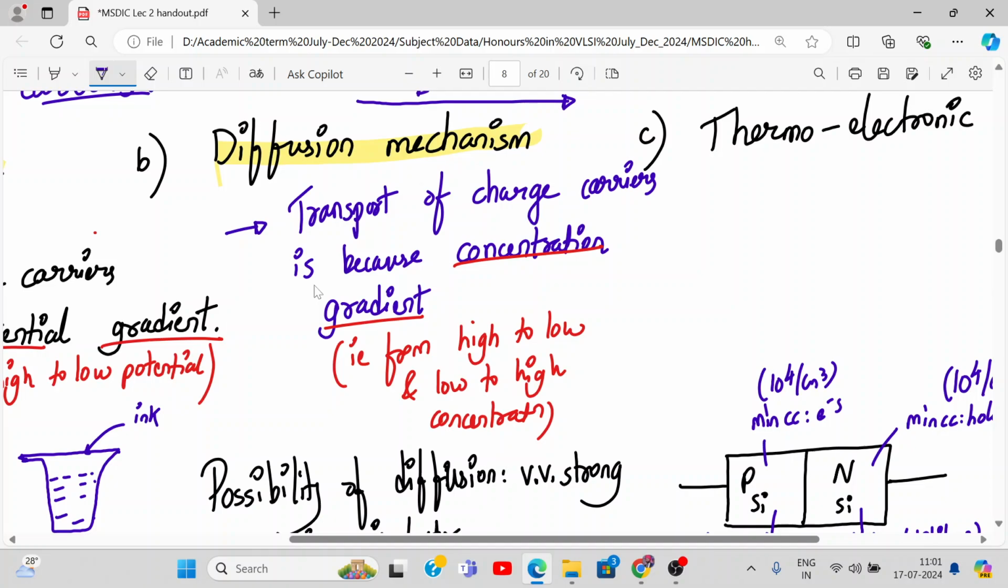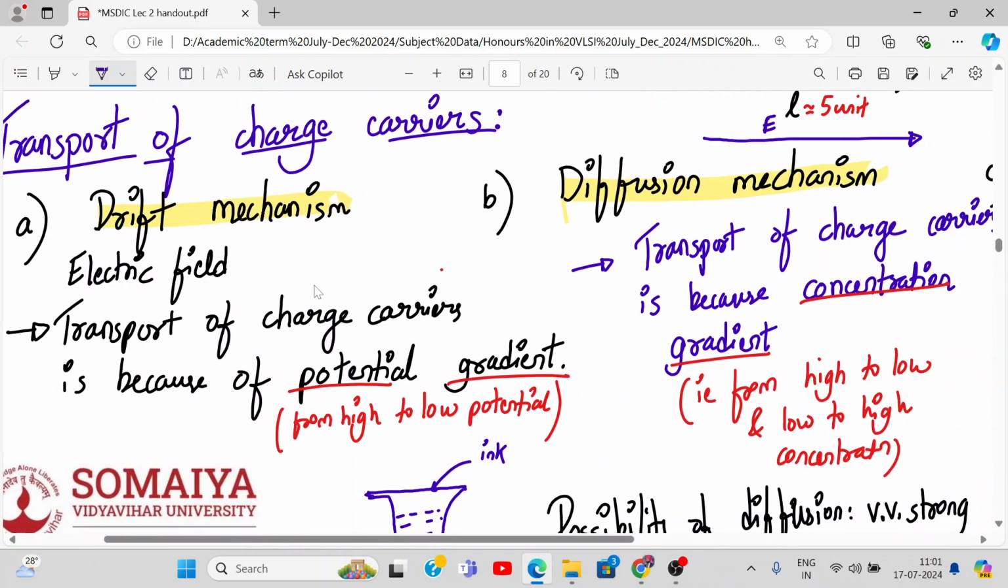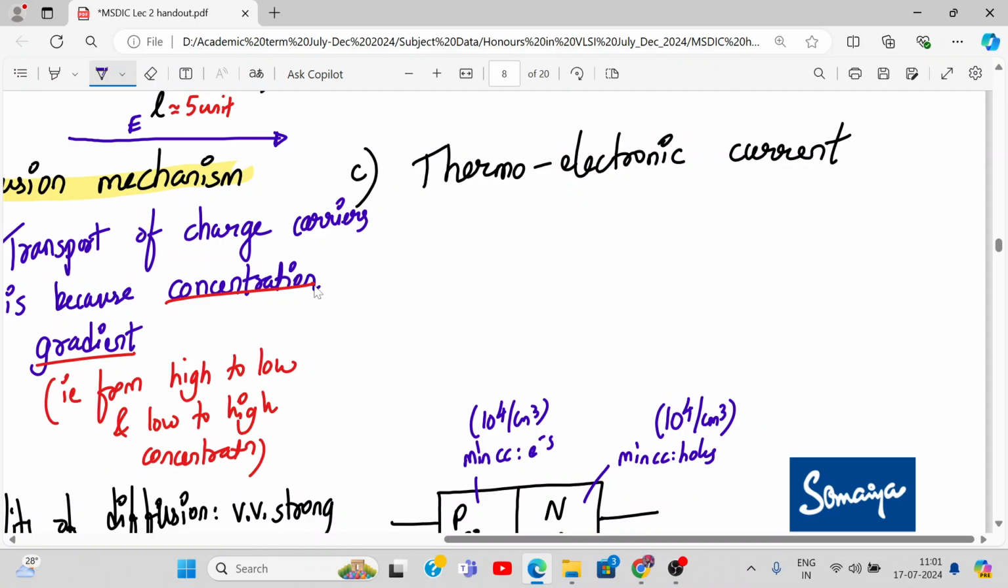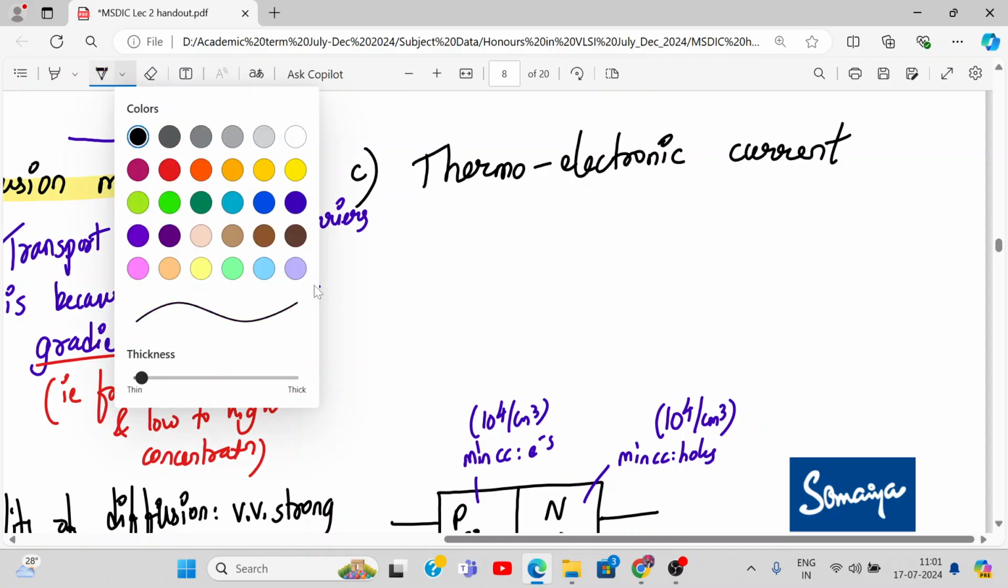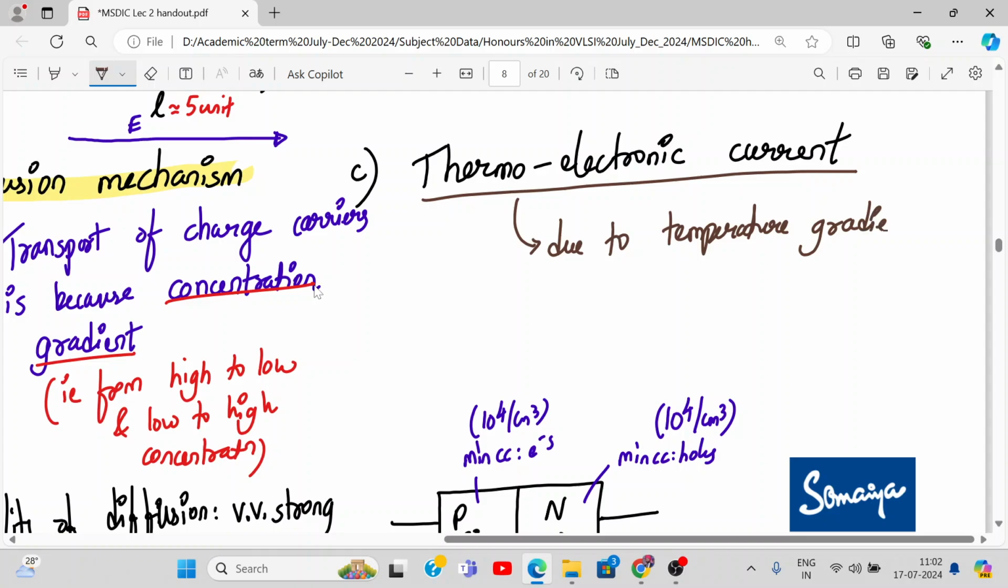Now in this curriculum, we will be focusing mostly on drift phenomena and diffusion mechanism. Then the third category, which we don't have in the curriculum, is thermoelectric current. This is due to temperature gradient. So we won't be studying such devices currently.